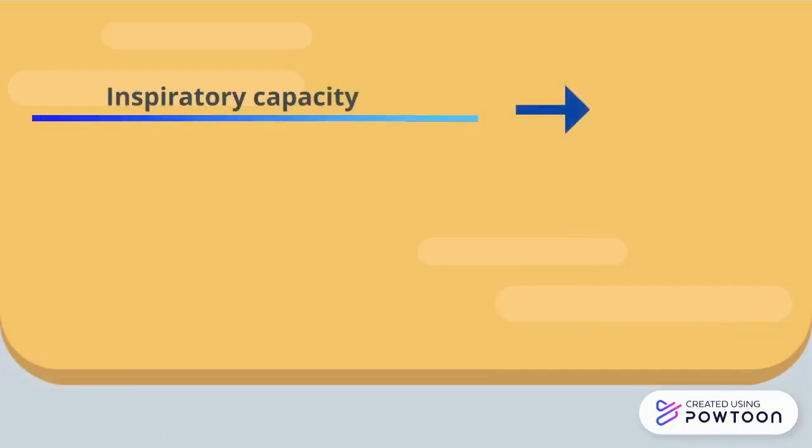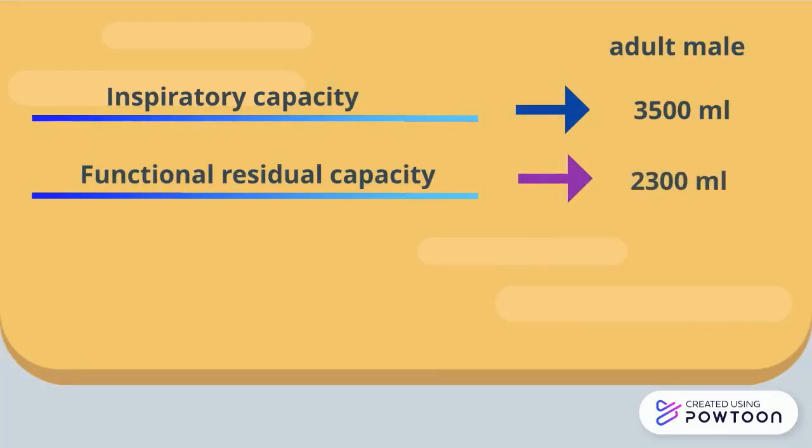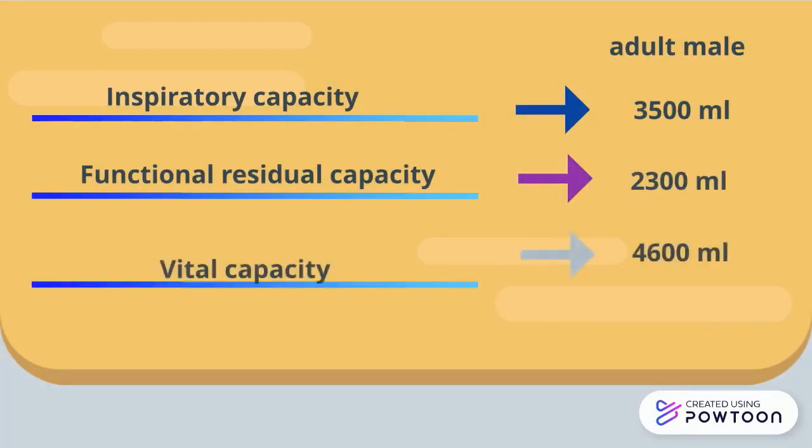Pulmonary capacities are combinations of 2 or more volumes: inspiratory capacity, functional residual capacity, vital capacity, and total lung capacity.